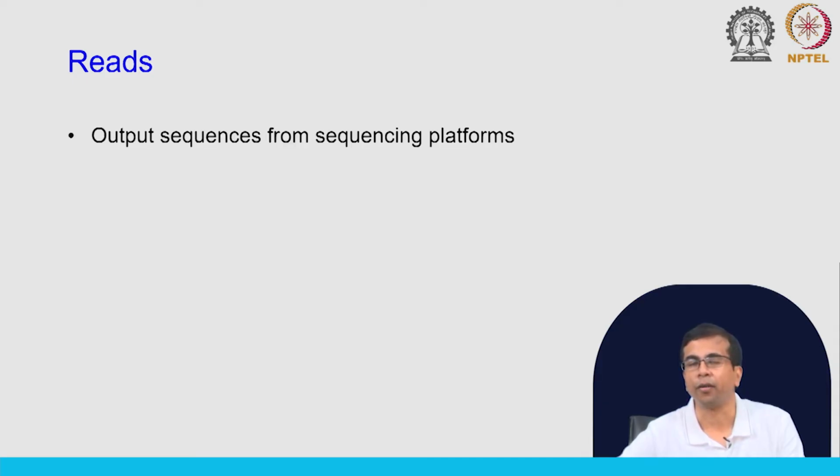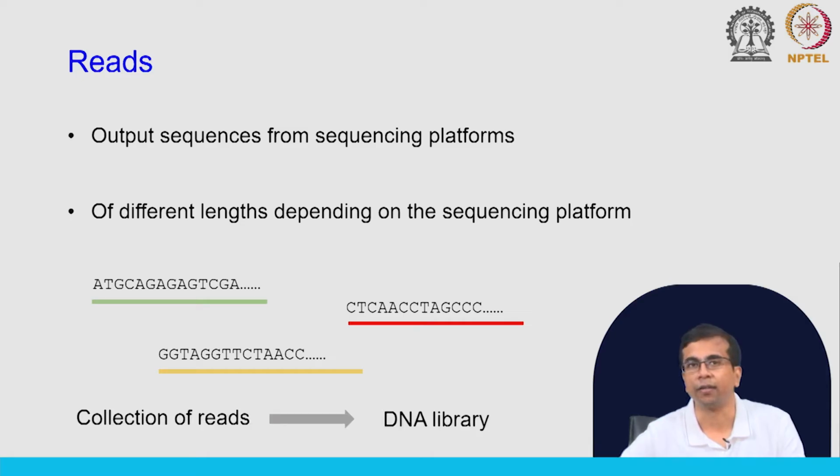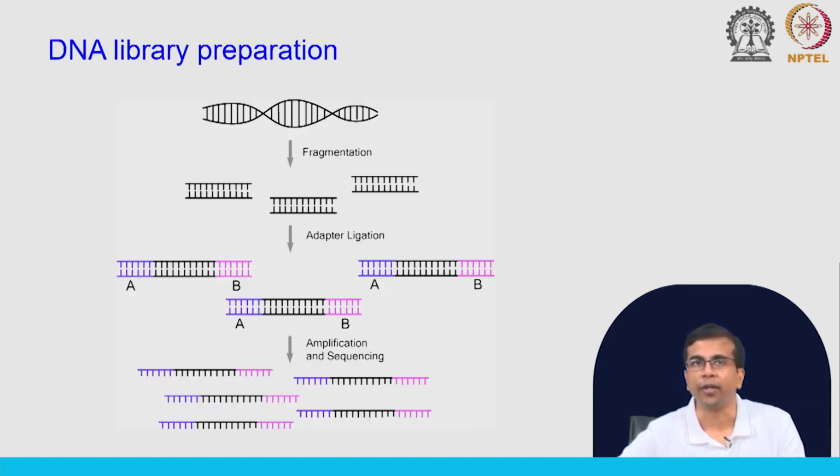These are actually the output sequences that you get from sequencing platforms. Instead of saying fragments, we will use this term reads throughout this course, and they can be of different lengths depending on the sequencing platform. Again, as we discuss sequencing platforms, we will talk about read lengths, and here are some examples of different sequences of these reads. These collections of reads are actually coming from a DNA library. So, you have genomic DNA from which you prepare this DNA library, and that gives rise to these reads. So, how do you prepare this DNA library?